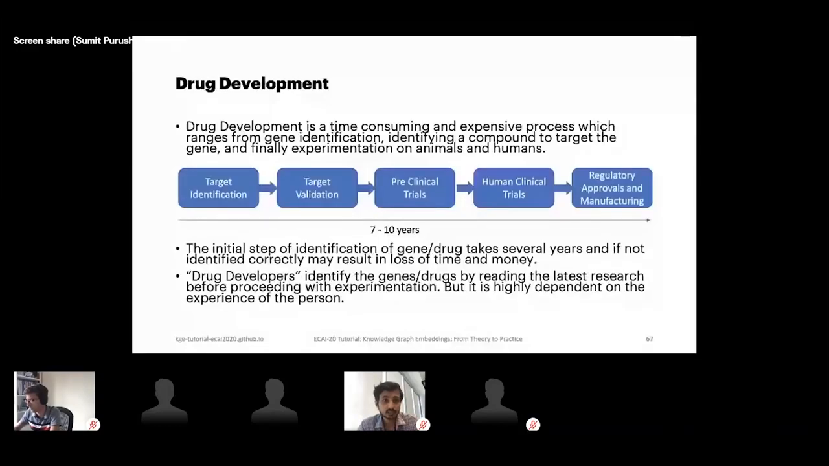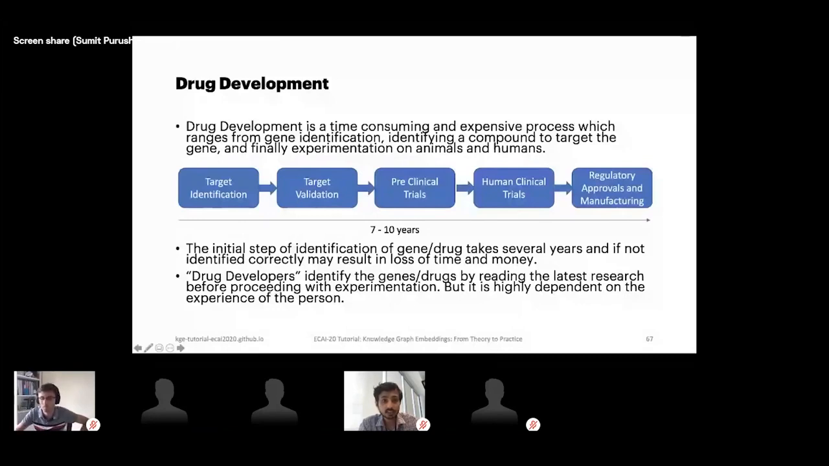So first, let's look at the use case of drug development. If you see here, you can see these block diagrams. Each block specifies a step during the drug development process. And in this context, I'm talking about drug development from the genetic perspective. So let's say you want to cure a disease, say something like diabetes. You would try to come up with a genetic solution to it, so try to identify a gene which can be used to target diabetes. So if you look at these steps here, the first step would be the identification of the gene itself.